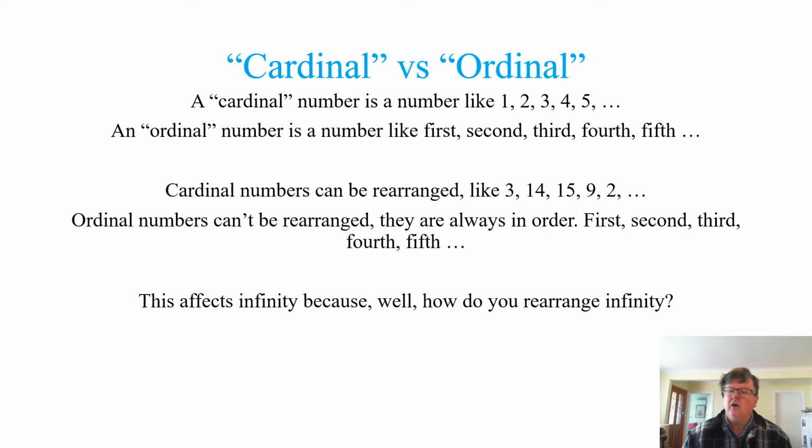Now if you think of the axis of a graph, for instance, the numbers on the axis of a graph are always in the same order, always in order. And that means that the axis of a graph is showing ordinal numbers. The difference between cardinal and ordinal affects infinity because, well, how do you rearrange infinity? There are quite a few different ways that have been invented, but it's actually easier if you don't bother to rearrange infinity in the first place.